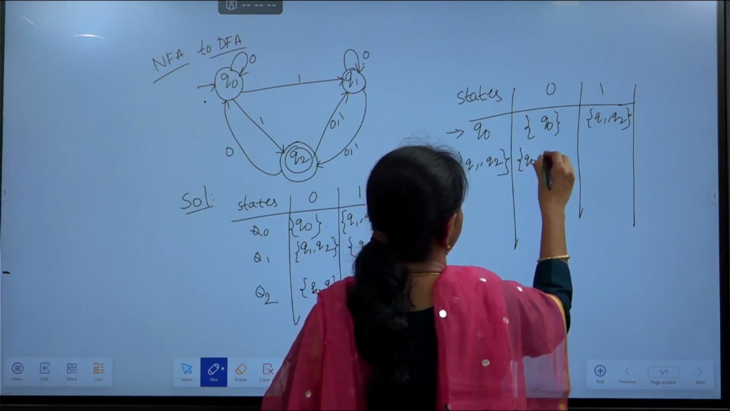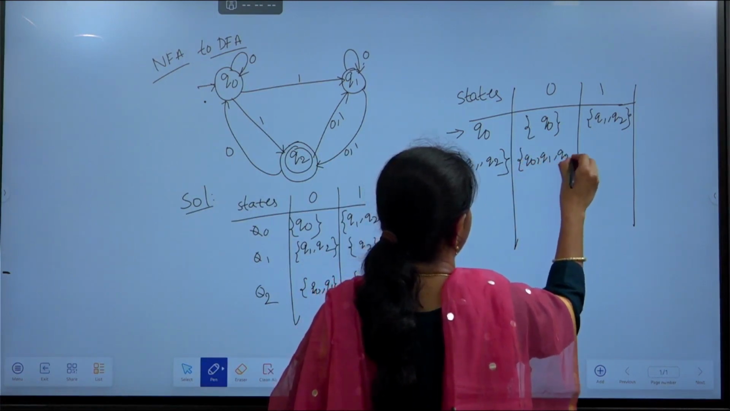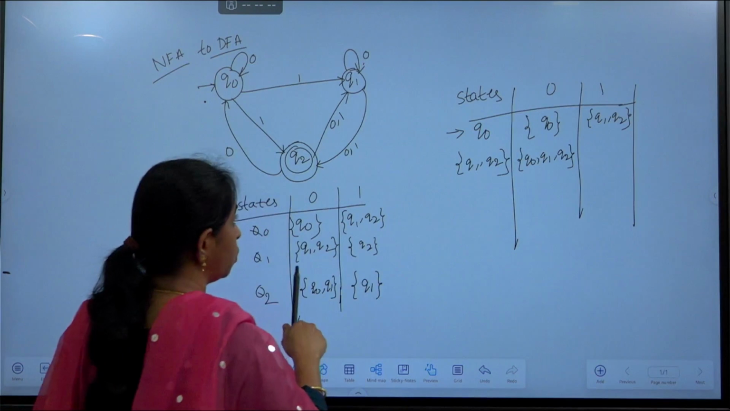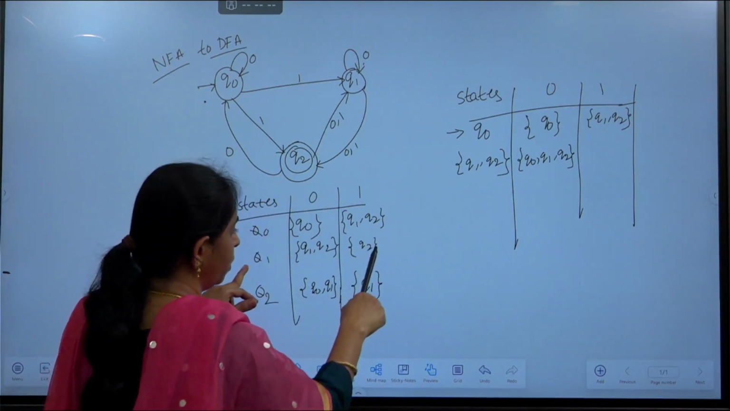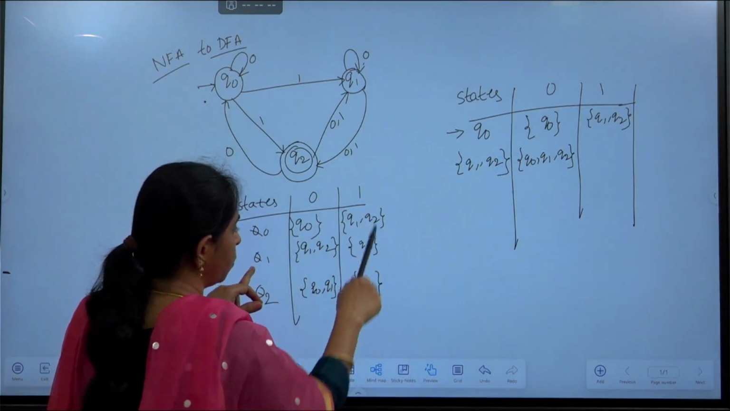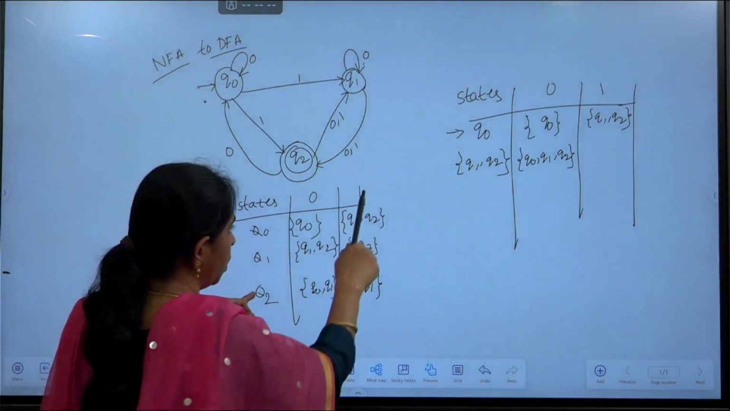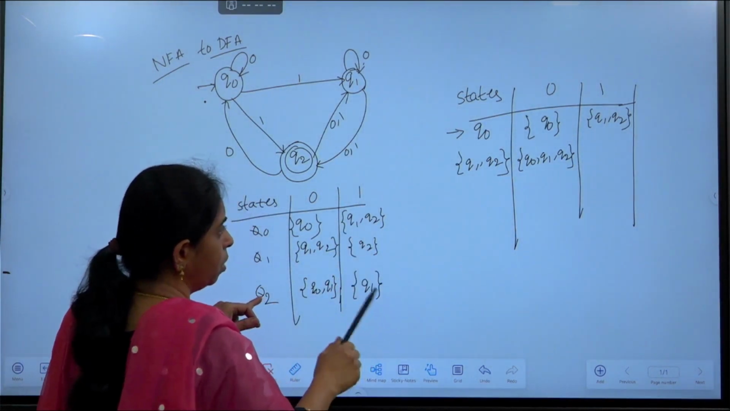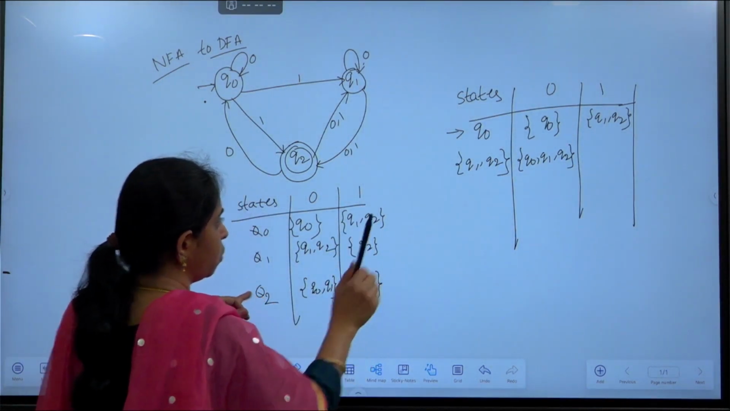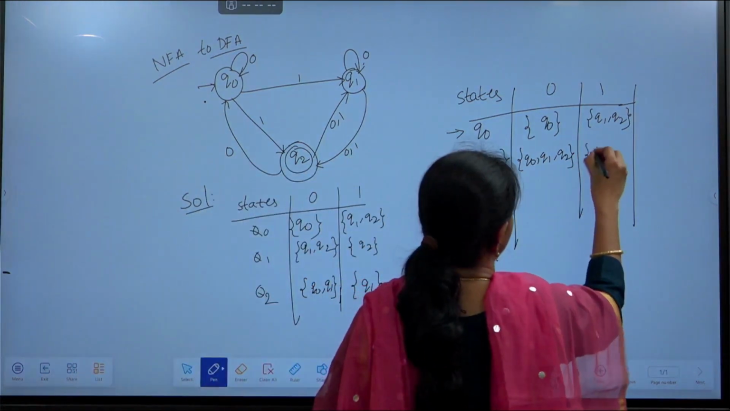Q0 Q1 Q2. So next, Q1 Q2 on input alphabet 1. Q1 on input alphabet 1 we have Q2, and Q2 on input alphabet 1 we have Q1. So apply union. Q1 union Q2, that is Q1 Q2.